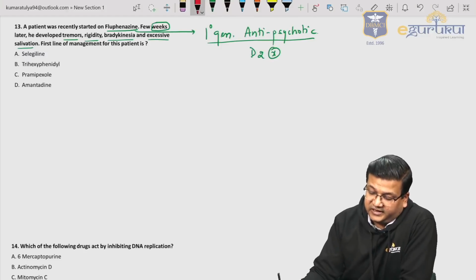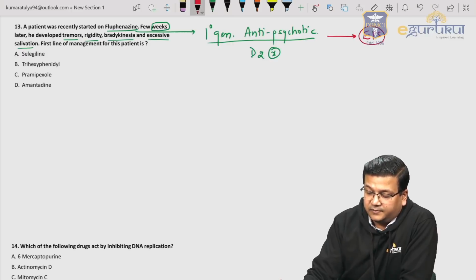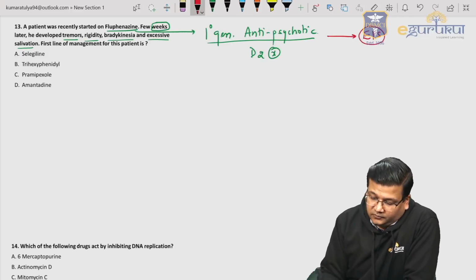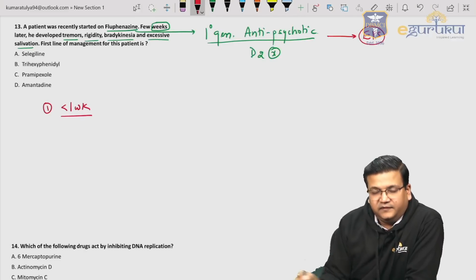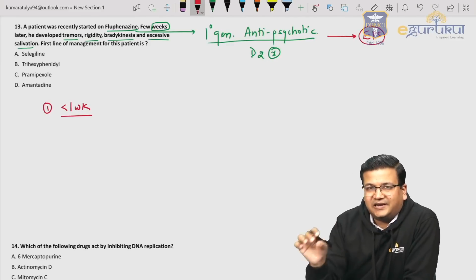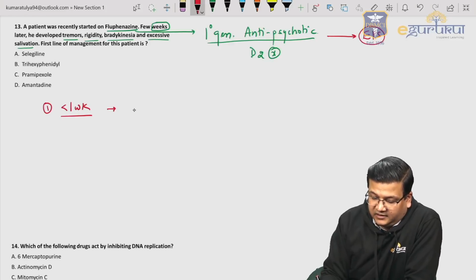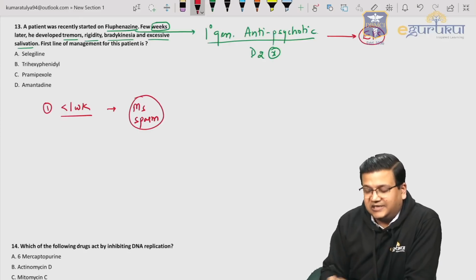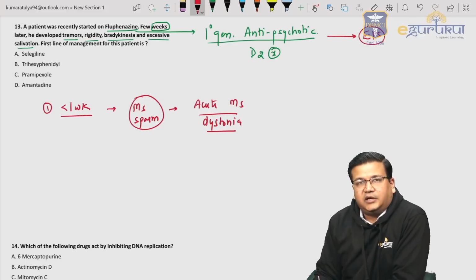First generation D2 blockers have the problem of causing extrapyramidal side effects. If the patient comes to you within less than 1 week, having taken fluphenazine for, let's say, only 1 day or 2 days, and he has developed spasm of muscle, the patient has developed acute muscle dystonia.